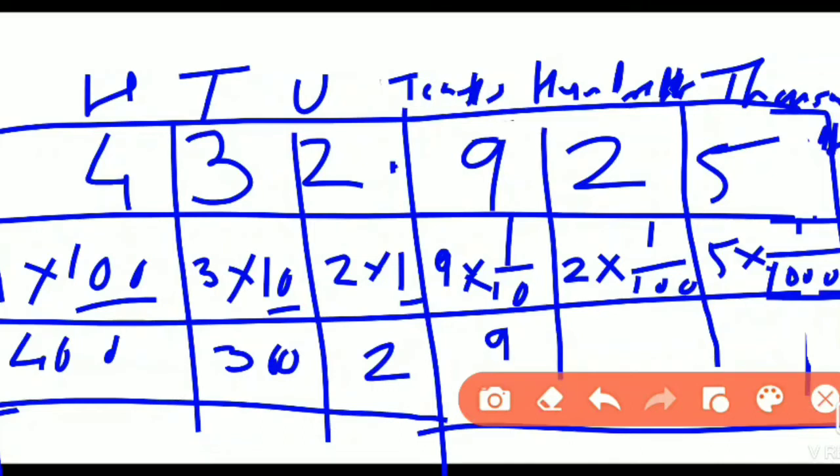From the back side, leave 1 digit and give the point here, so its value is 0.9. Same thing for 2: 2 ones are 2, and over 1 with how many zeros? 2 zeros are there. Whenever you give the decimal point, you have to count 2 digits from the back side. After these 2 digits you give the point here, so 2's value is 0.02.